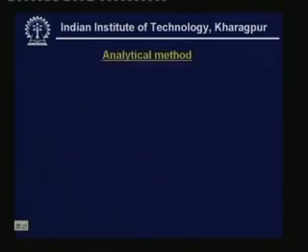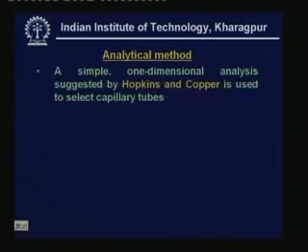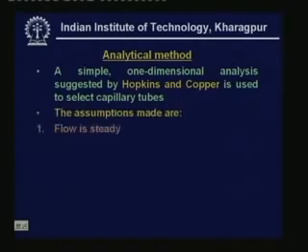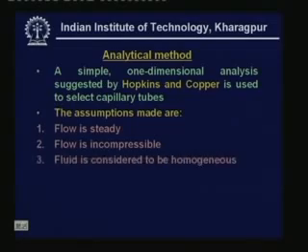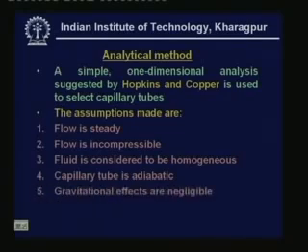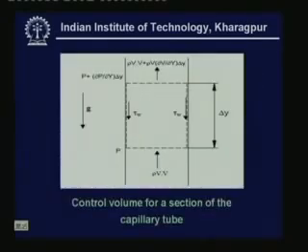Now let us look at an analytical method. This is a simple analytical method, and it was suggested by Hopkins and Cooper a long time ago. It is a one dimensional analysis, and the analysis is carried out under the following assumptions. It is assumed that the flow is steady, the flow is incompressible, the fluid is considered to be homogeneous, the capillary tube is assumed to be adiabatic, and gravitational effects are negligible.